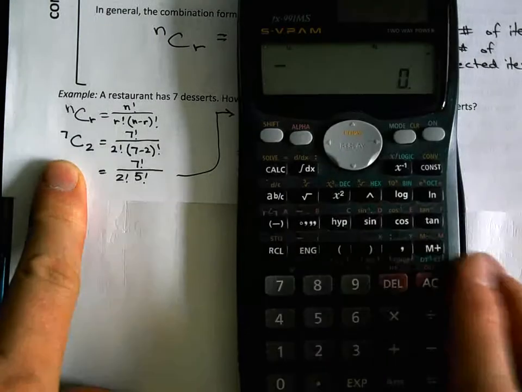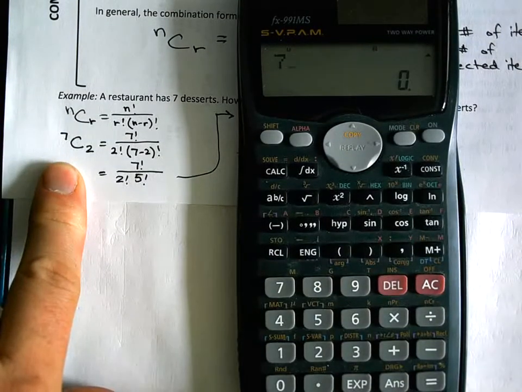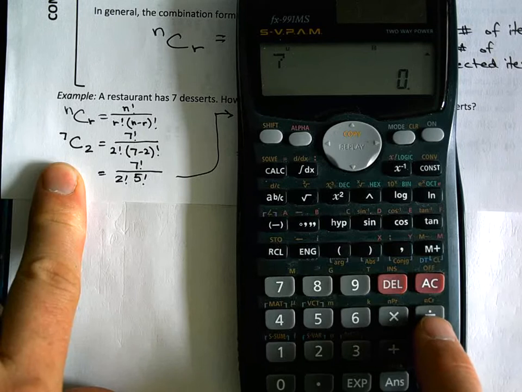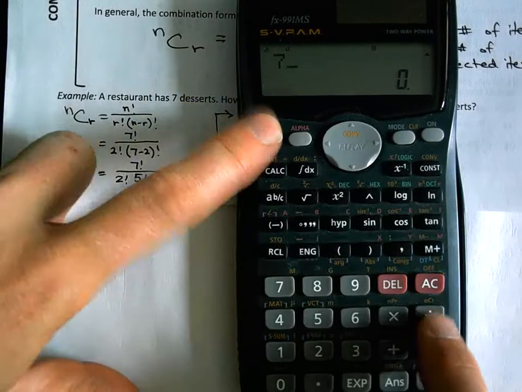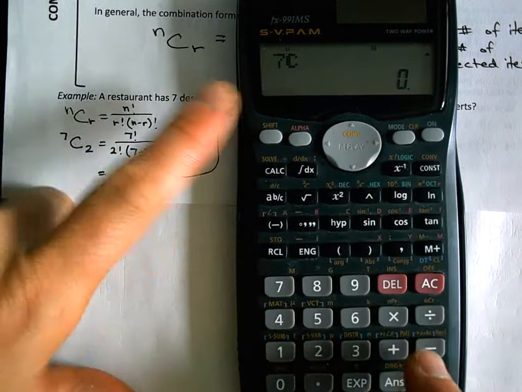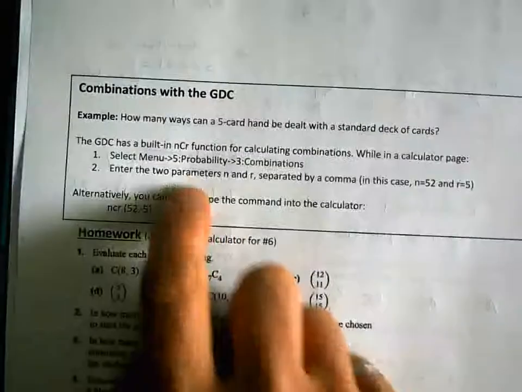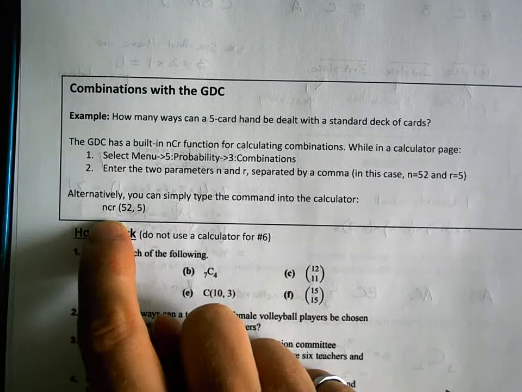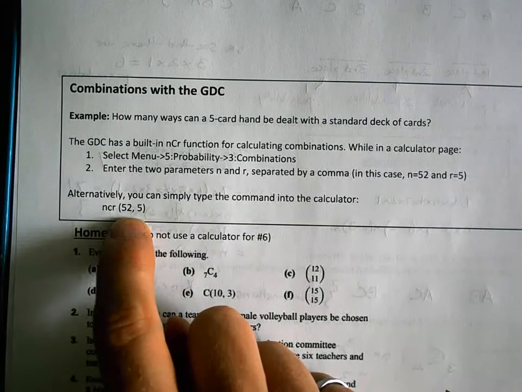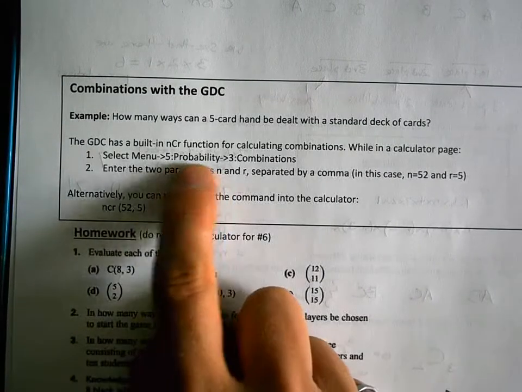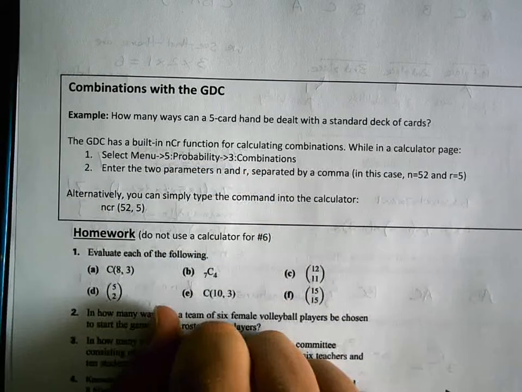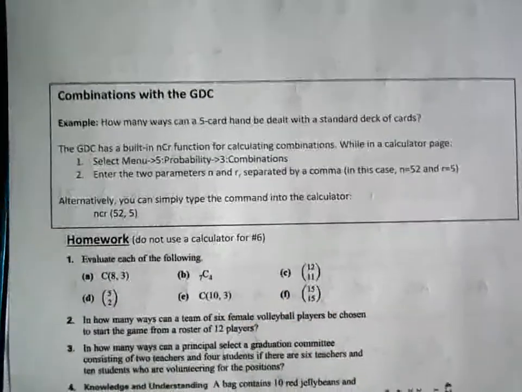To find 7 choose 2, so combination, I'm going to type 7. And then my choose is down here, nCr. It's the same format, shift divide, so I get 7 choose 2. And there it gives me the answer of 21. There are instructions on how to do this on your GDC as well. The easiest thing you can do is type nCr into the calculator and then bracket 52 comma 5, or you could go menu, probability, combinations, and type in these values. So that's one way of solving this mathematically.